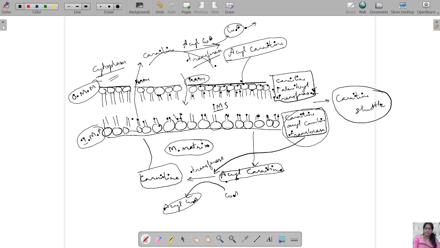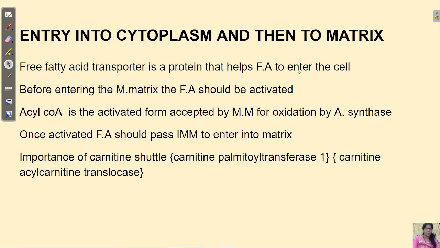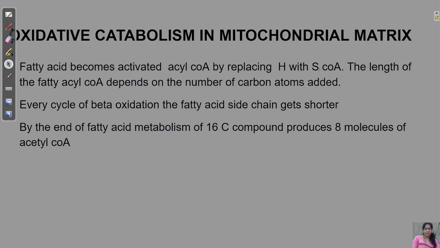Hope you're clear with this part of your mitochondria. So now it has entered into your mitochondrial matrix, and it's time for us to talk about what's happening in the mitochondrial matrix. Next, the third step, being oxidative catabolism in the mitochondrial matrix. Now you got your acyl CoA, which is already there for oxidative catabolism to happen in your mitochondrial matrix.